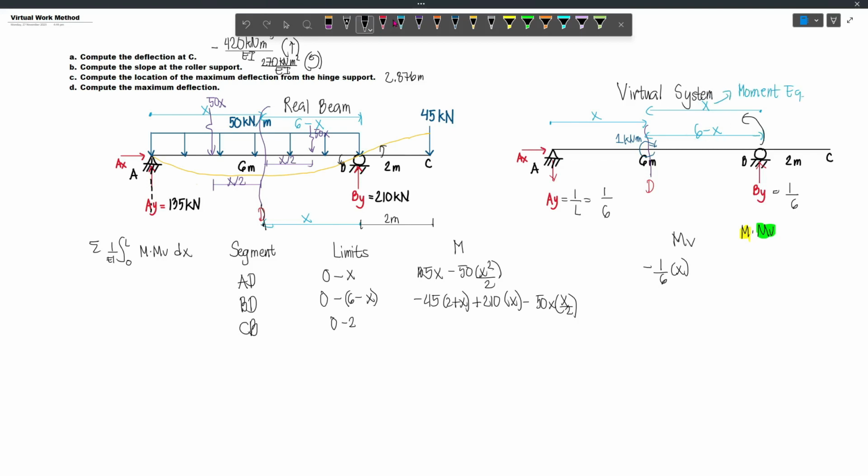Now, again, we are considering from the right. And so, let's start with BY. Now, that will cause a counterclockwise rotation about this point. But since nasa right yan, that will be positive. So, this will be 1 over 6 multiplied by x. Now, I hope it's clear.